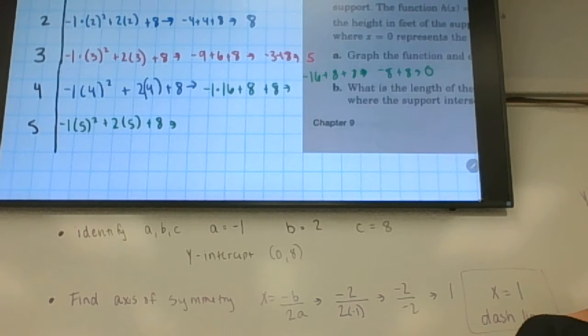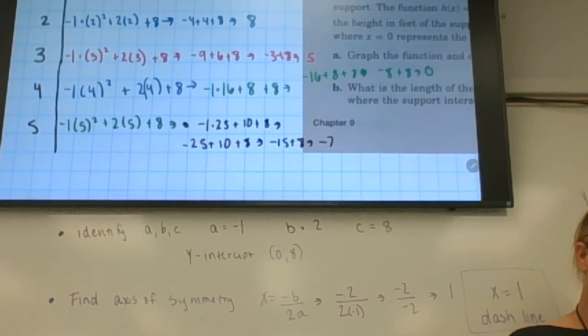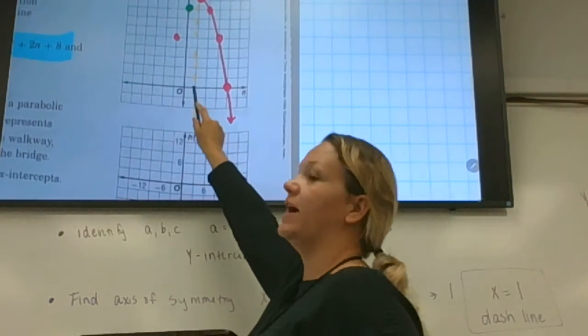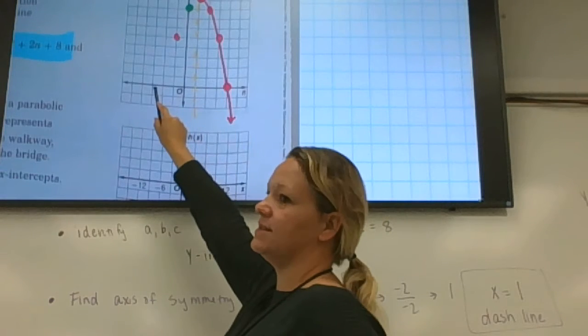What's 8 minus 4? Negative 1 times 25 plus 10 plus 8. Negative 25 plus 10 plus 8. Negative 15 plus 8. Then you got negative 7. So we're at 4, 0. Plus 2 plus 2. Now, since this is a line of reflection, I can reflect this point over.